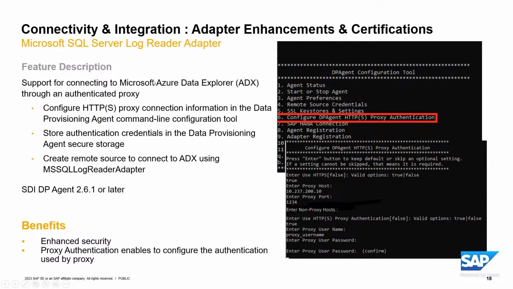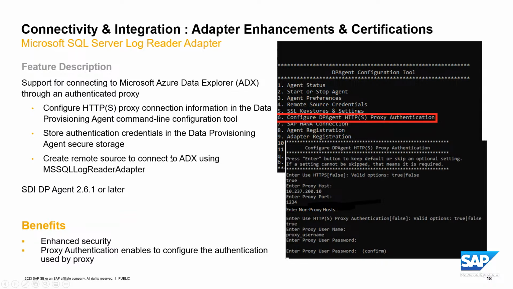Proxy authentication enables you to configure the authentication method used by your proxy. So if you're using a company proxy with username and password authentication for the DP agent to connect to the ADX, we created an option in the DP agent to configure the proxy with username and password. In the DP agent config tool, you can configure the DP agent HTTPS proxy authentication, and you can provide your proxy host name and the port number, and you can authenticate with proxy username and password.